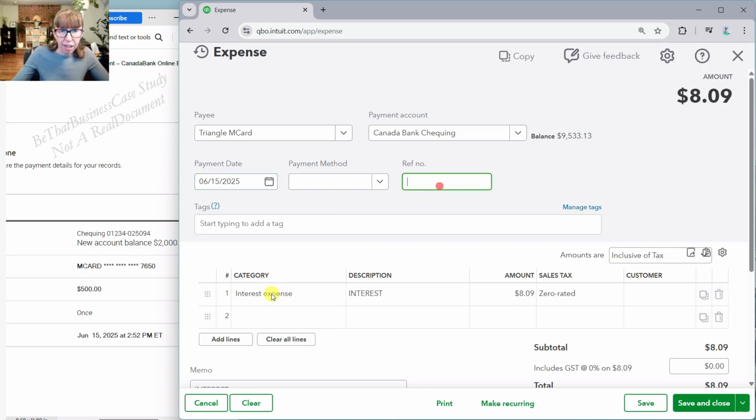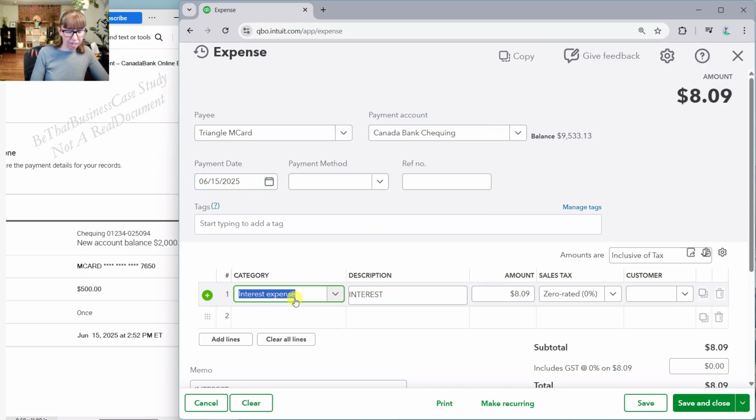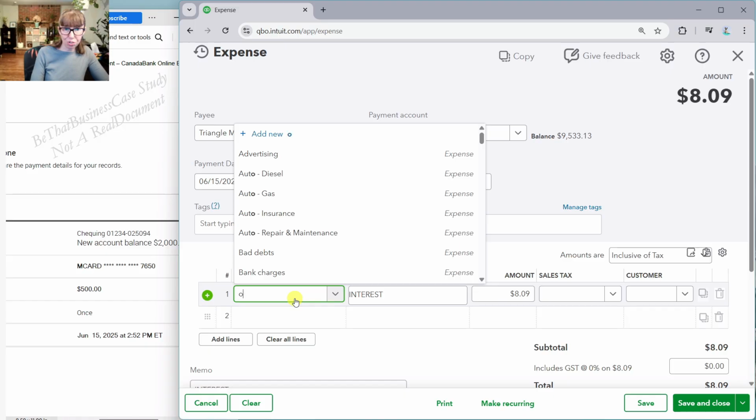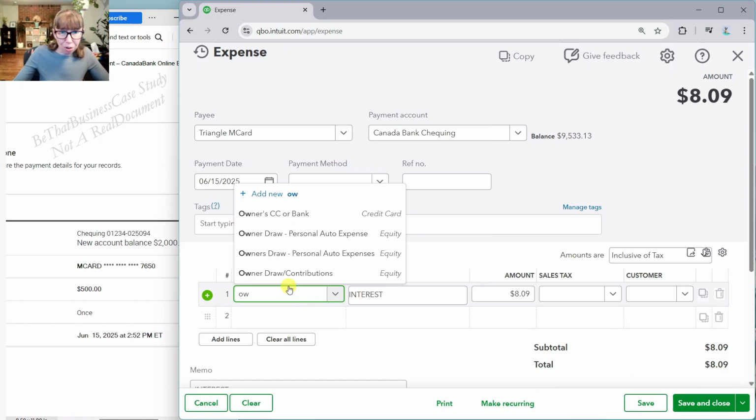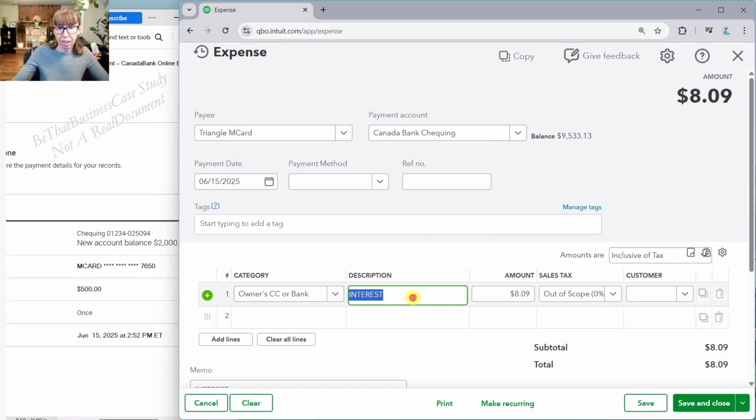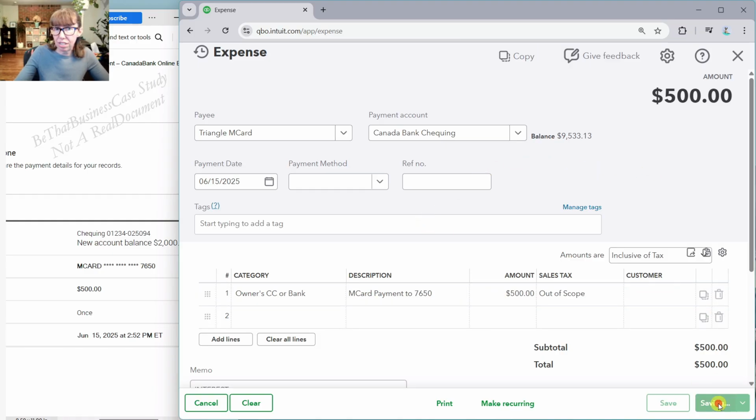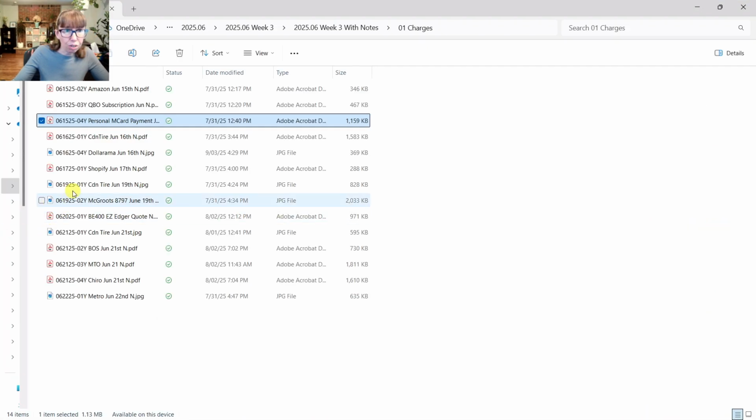Like this. And it's not interest, it is shareholder owners. Sorry, I'm used to doing corps, aren't I? Owners, CC or bank. And we can say MCard payment to 7650, and that's 500. Out of scope, of course, and we can go save and close. We should have gone save and new. Let's see what's next in our folder.